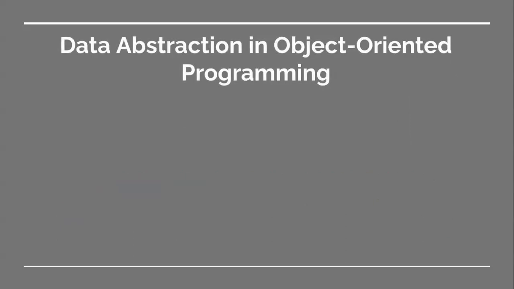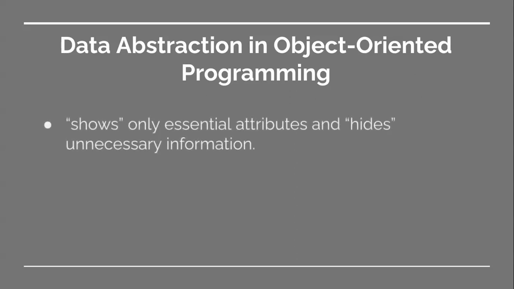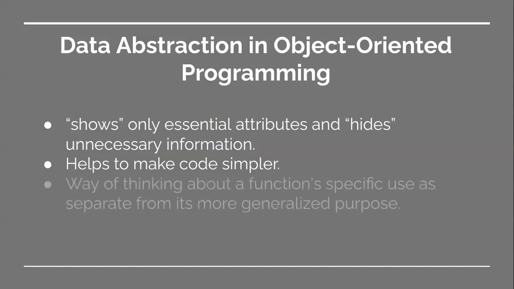Data abstraction in object-oriented programming. Abstraction is the concept of object-oriented programming that shows only essential attributes and hides unnecessary information. The main purpose of abstraction is hiding the unnecessary details from the users. Abstraction is selecting data from a larger pool to show only relevant details of the object to the user. It helps in reducing programming complexity and effort.